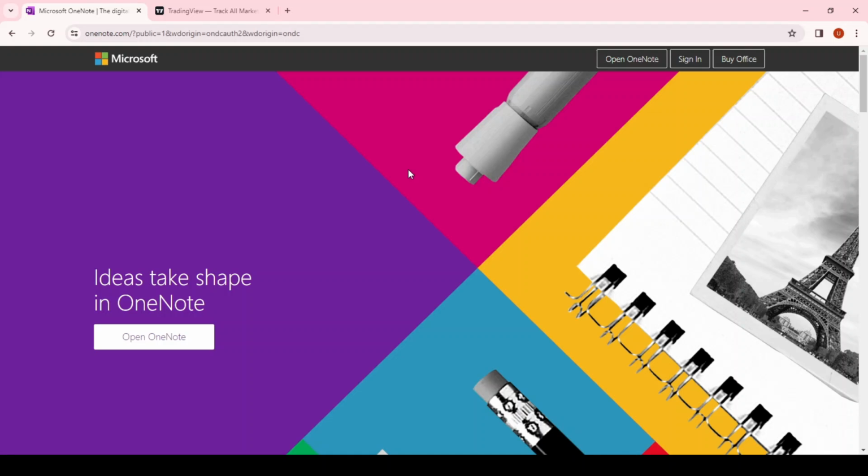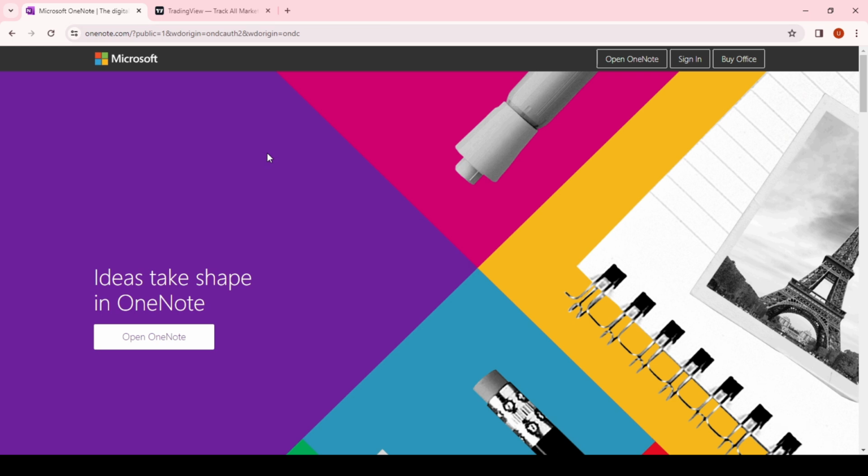So in this lesson, we're going to be looking at exactly what you need to get started. The first thing that we are looking at is the journaling tool. I've opened up Microsoft OneNote. It is at onenote.com. Essentially, this is the tool we're going to be using across the course to do our journaling and the daily annotations of charts.